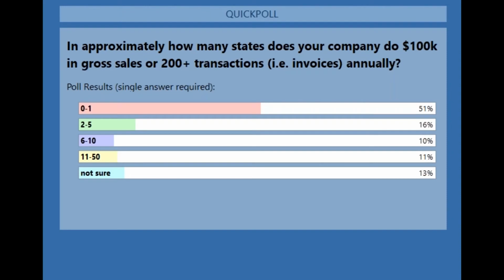And here's our results. So it looks like 51% is 0 to 1, 16% 2 to 5, 10% has 6 to 10, 11% 11 to 50, and then not sure is 13%. Wow. So it's all over the board there. So it is important to understand where you may have some economic nexus, because that can certainly impact your business.